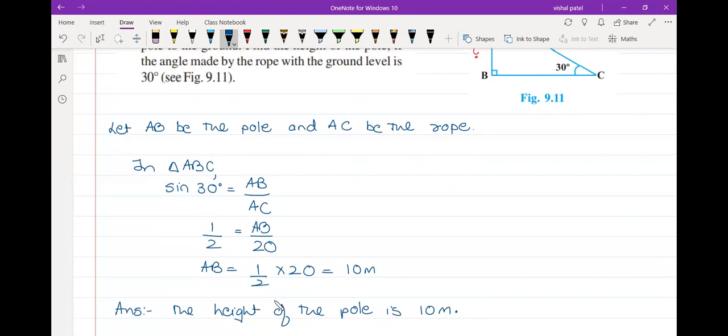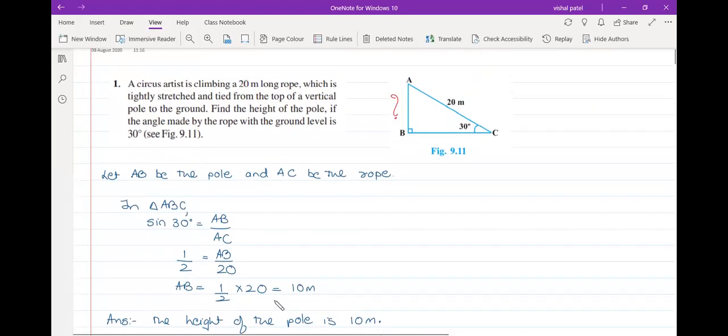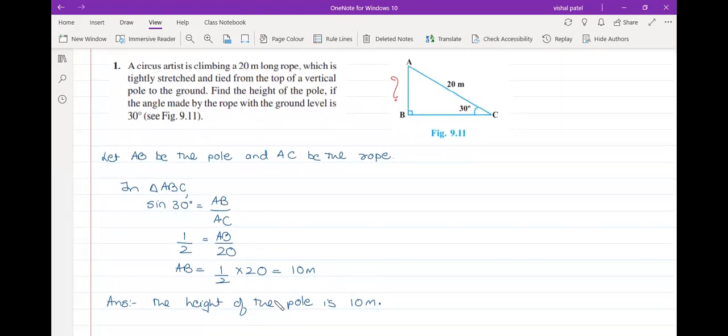Any doubt? Let me know, students. This is a basic sum of application. I'll just show you the whole sum, students. Just a minute. Yes, go through.